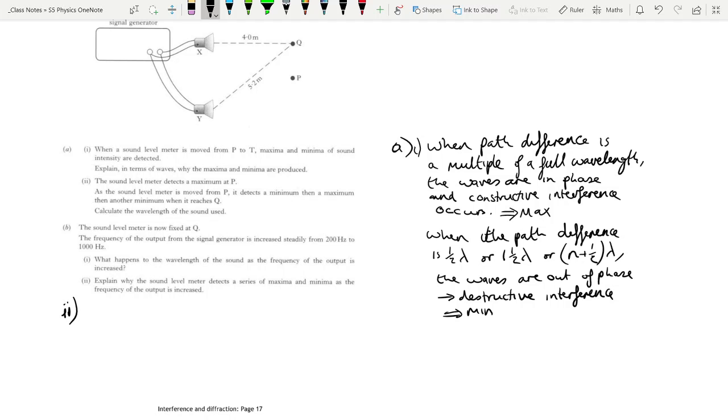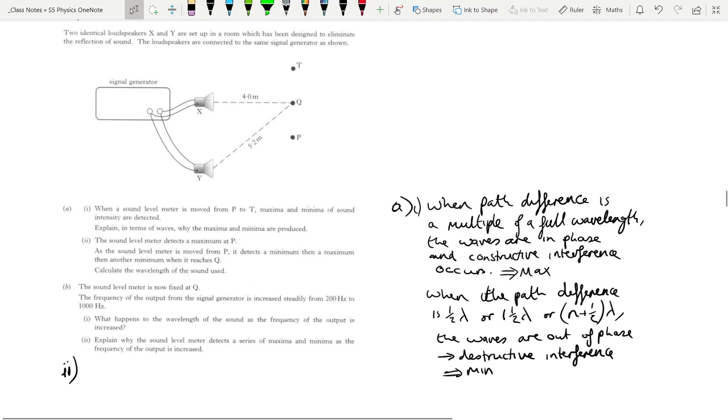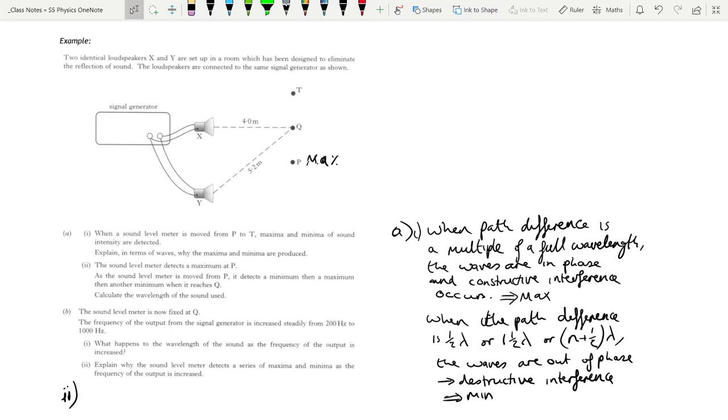The sound level meter detects a maximum at P. So this is our maximum. As the sound level meter is moved from P, it detects a minimum, then a maximum, then another minimum when it reaches Q. So min, max, and then another min there. It just helps us write down what you're seeing, because I think it helps me to visualize it. So we've got max, min, max, and min at Q. Calculate the wavelength of the sound used.